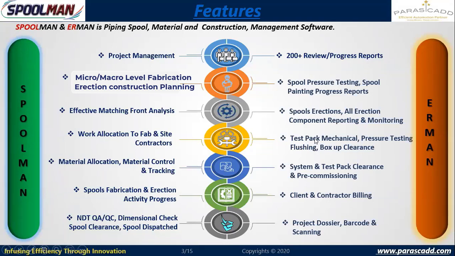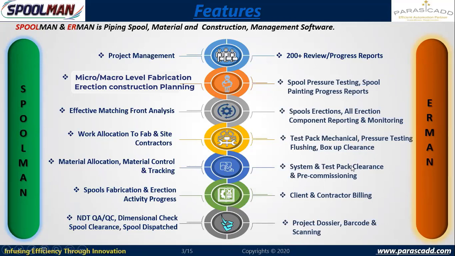Again, it goes to next level, that is line level clearance and loop level clearance or test pack level clearance. So where the test packs will be monitored for mechanical completion, pressure testing, flushing, drying, and box up. So all these stages can also be dynamically defined as per the NDT plan. And further, I will be able to monitor things at a system level and test pack level.